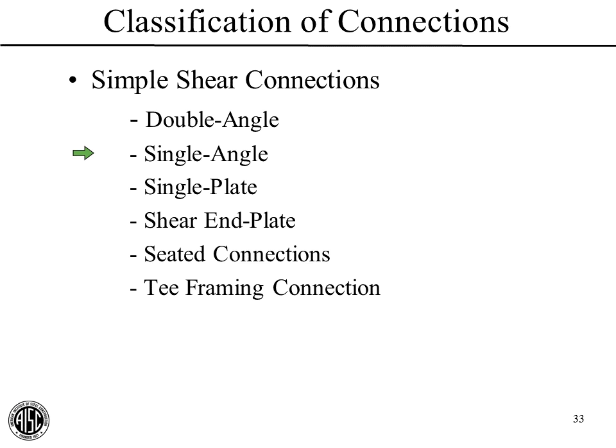Okay, simple shear connections, we have these 6: double angles, single angle, single plate, shear end plate, and the two kinds of seated connections that are in the manual. And finally, T-framing connections. So these 6 we're going to design to qualify as simple shear connections.